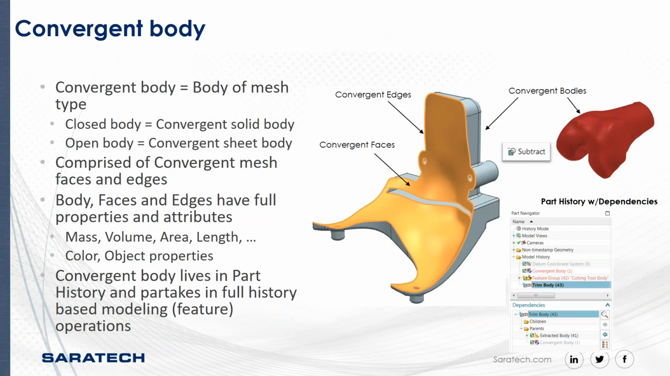So what is a convergent body? A convergent body is a body of mesh types. That can be a closed body or an open body. Your closed body is called the convergent solid body, and your open body is called the convergent sheet body. It's comprised of convergent mesh faces and edges. These two parts here, I'll be working with in a demo, so you'll see it firsthand. Body, faces, and edges have full properties and attributes. So your convergent model has a mass, a volume, an area, and a length. You can also change its view, its color and object properties. And like I said, your convergent body lives in your part history and partakes in full history-based modeling.